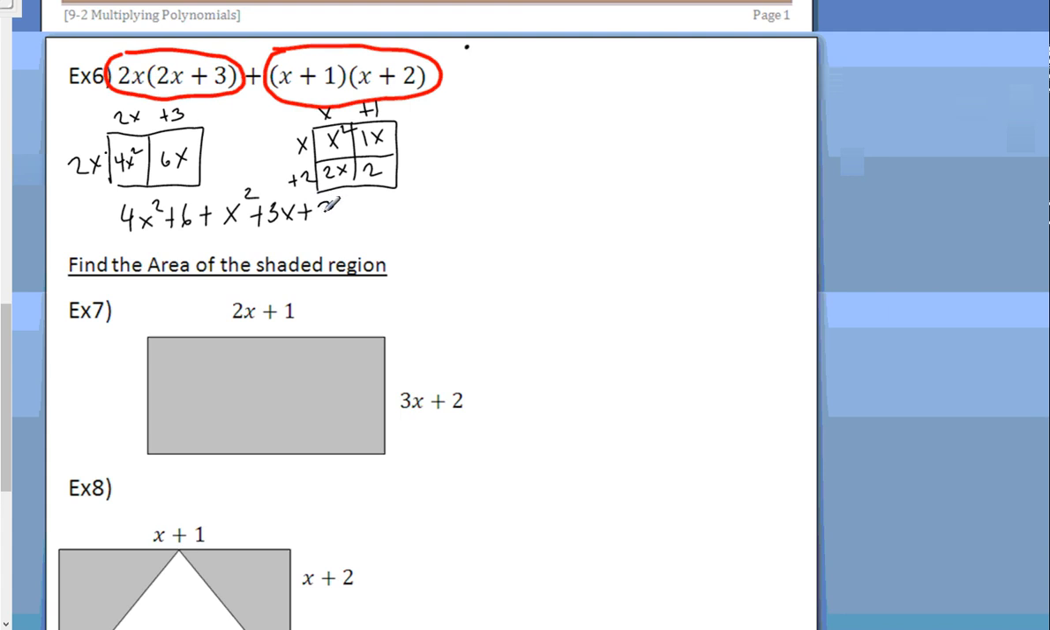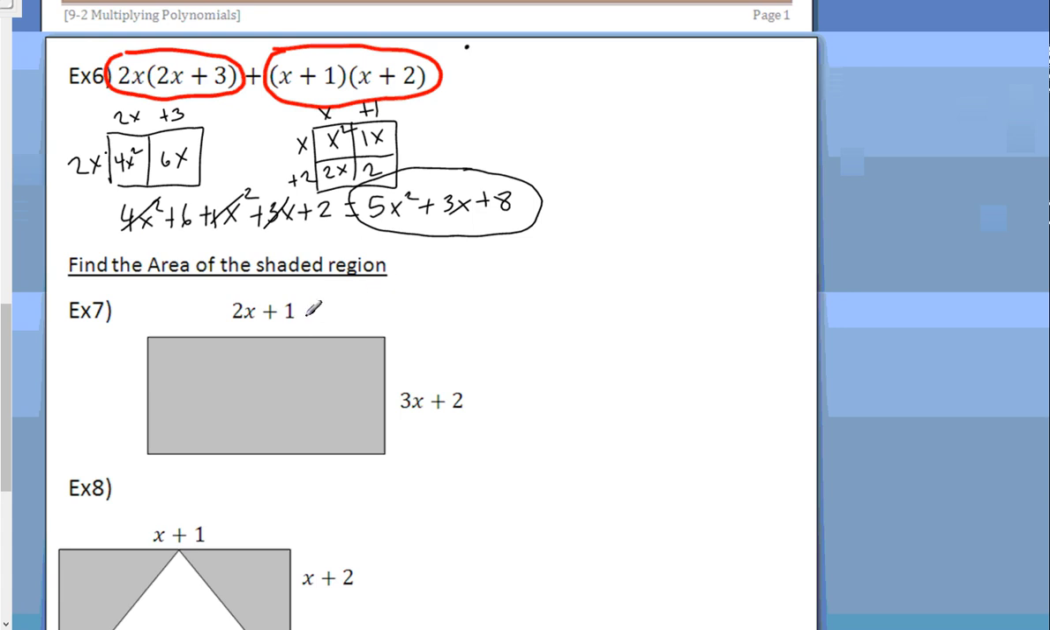plus 2. Now notice that I can add 4x squared plus x squared. So that equals 4x squared plus 1x squared is 5x squared. Then I have a 3x, so the 3x is next. And then I have a 6 plus a 2, sorry, is an 8. So there's my answer. All right? All right, next question.